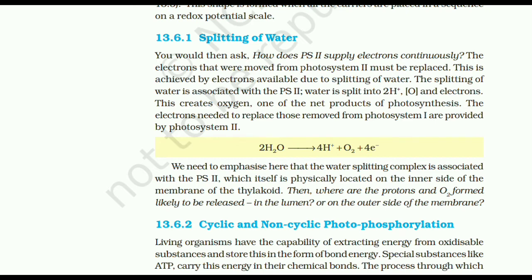The electrons released to replace those removed from photosystem 1 are provided by photosystem 2. We need to emphasize here that the water splitting complex is associated with PS2, which itself is physically located on the inner side of the membrane of the thylakoid. Then, where are the protons and oxygen formed? Likely to be released in the lumen or on the outer side of the membrane.